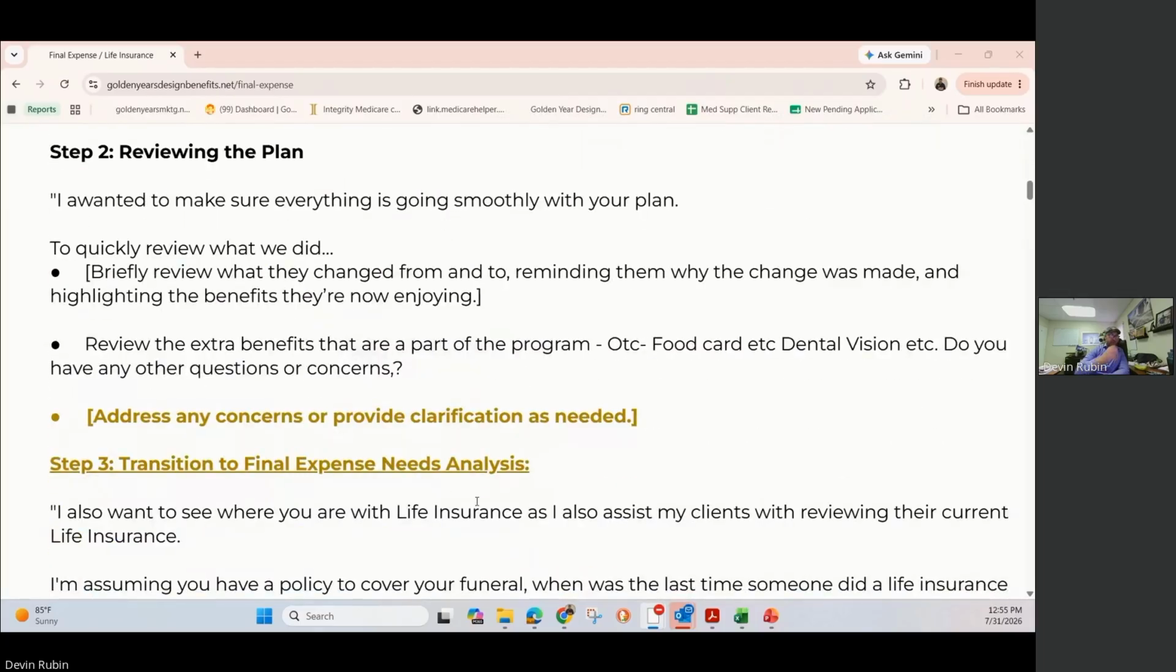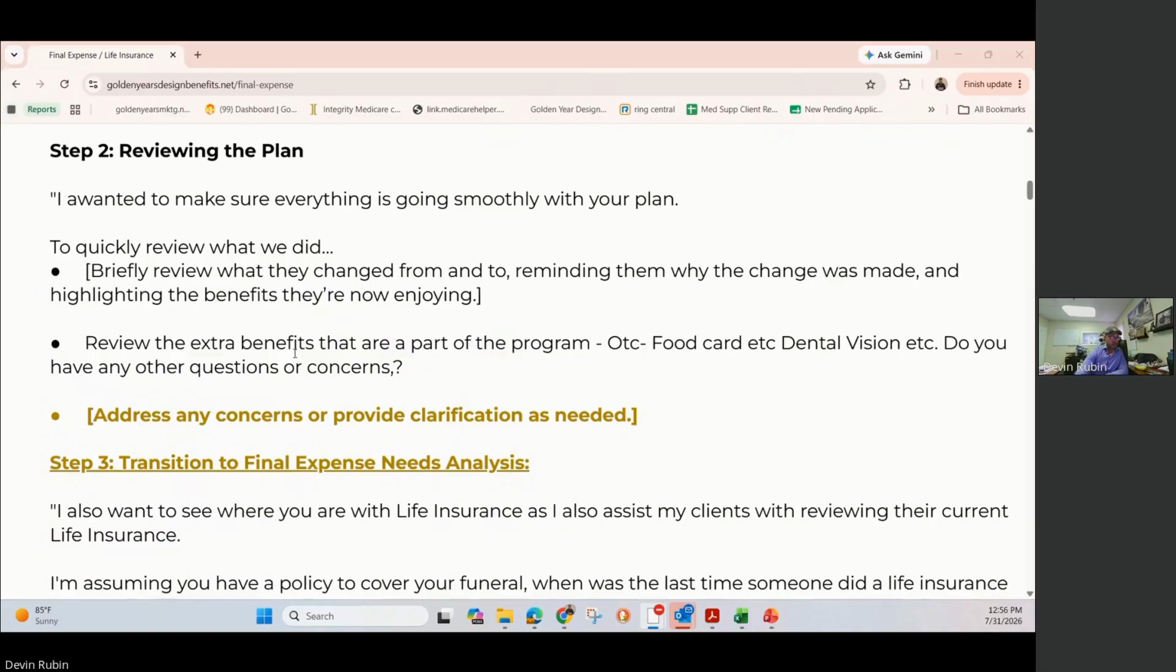All right, so let's assume that they have all the cards. At this point, you're going to review their copays. You're going to review their OTC benefit if they have a food card, if they're a dual, and if there's a dental component or a vision component, you want to review those extra benefits with them. And then at this point, you're going to transition to life insurance.